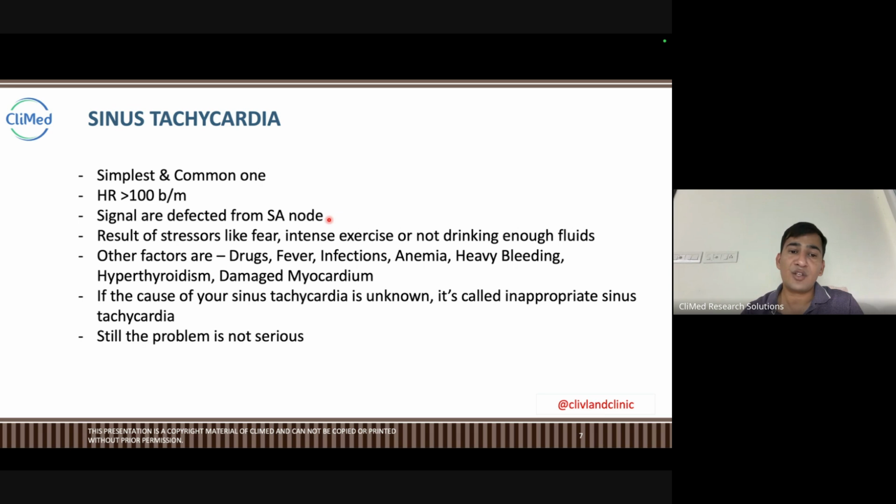Okay, so if the cause of your sinus tachycardia is unknown, it is called inappropriate sinus tachycardia. Still, the sinus tachycardia as a problem is not serious. Understand? So, these are the causes.